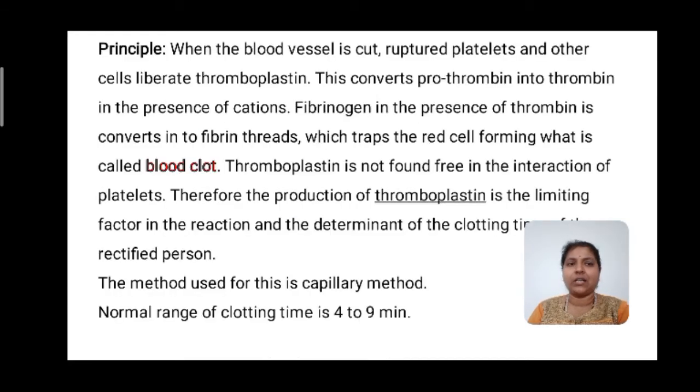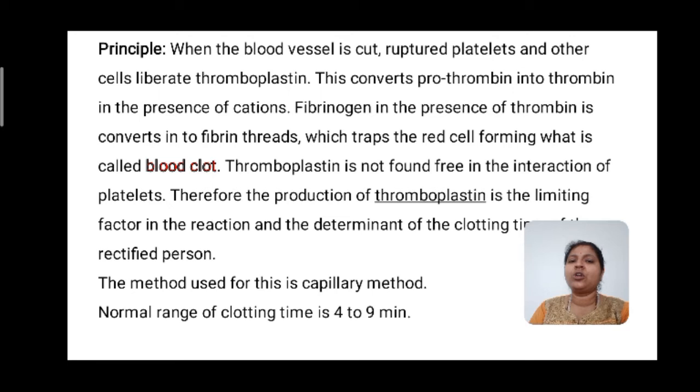When the blood vessel is cut, the ruptured platelets and other cells liberate thromboplastin. This converts prothrombin into thrombin in the presence of cations like calcium. Fibrinogen in the presence of thrombin is converted into fibrin threads. These threads trap the red cells forming the blood clot. Thromboplastin is not found free in the intact platelets.